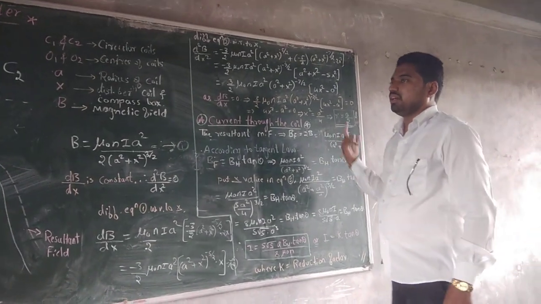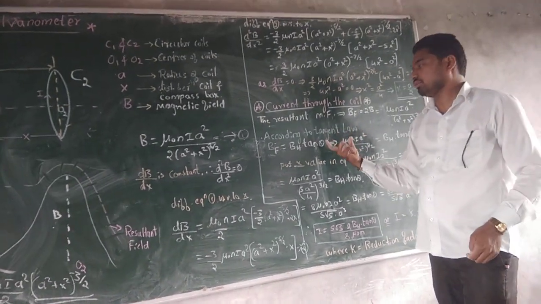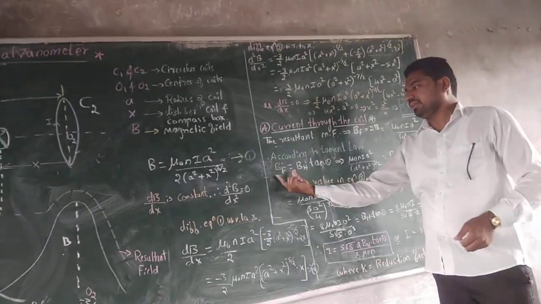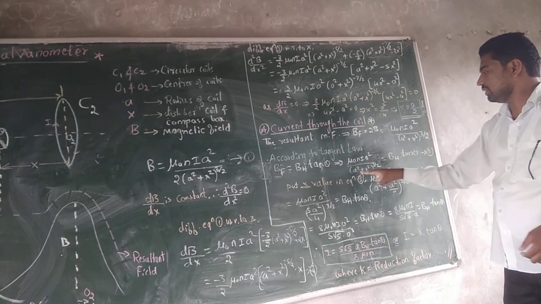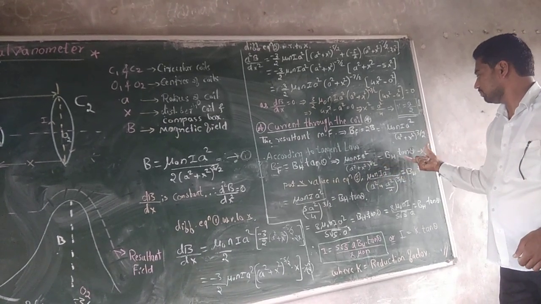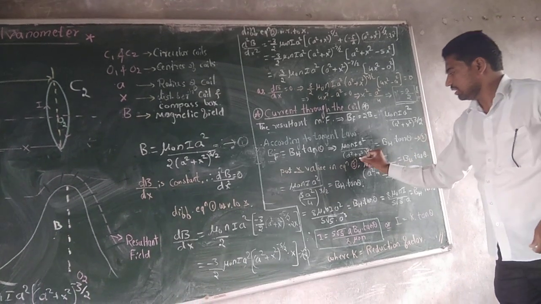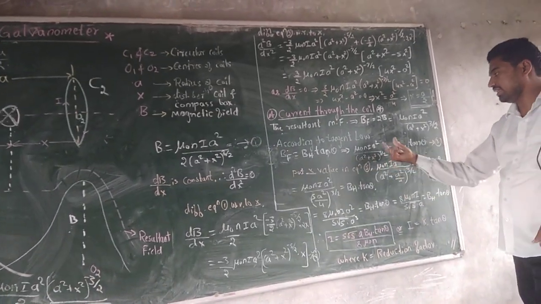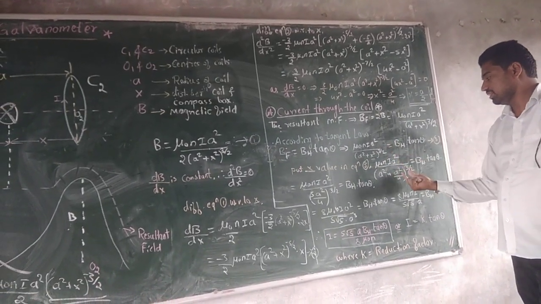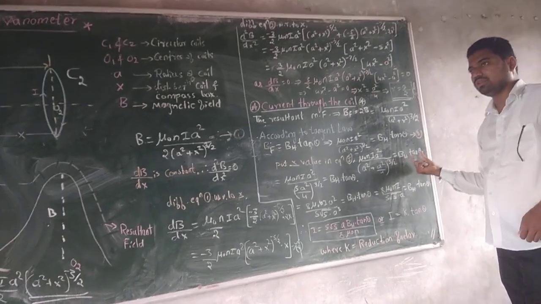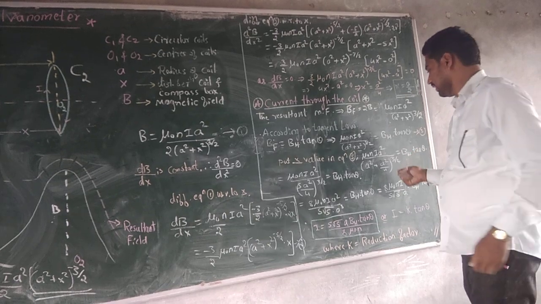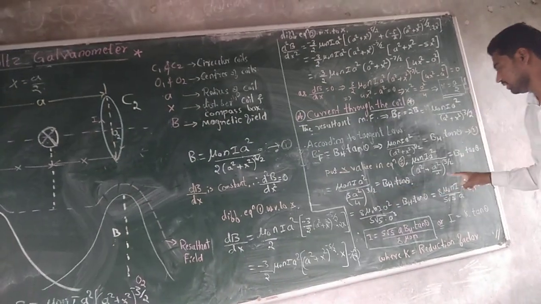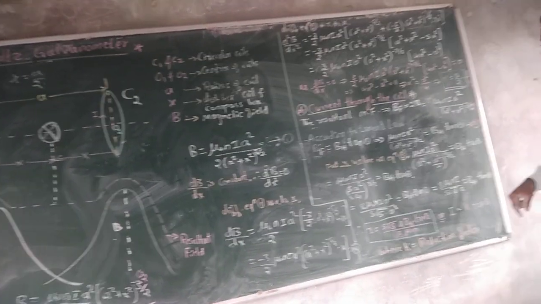Now according to the tangent law, BF equals BH into tan theta. We don't know the values of BH and tan theta, but we know the value of BF. Put that BF value, mu naught n I a square divided by a square plus x square raised to 3 by 2, which gives BH into tan theta. And here the x value we have already found. Put that x value in this equation: mu naught n I a square divided by a square plus x, where x is a by 2, therefore a square by 4, raised to 3 by 2, which is equal to BH into tan theta. See here, a square plus a square by 4 means 5a square by 4 raised to 3 by 2, which is equal to BH into tan theta.